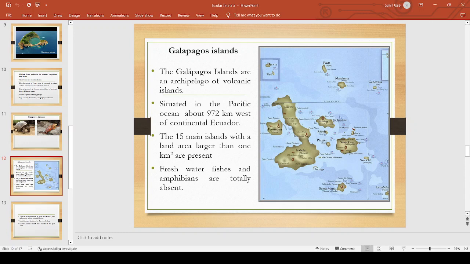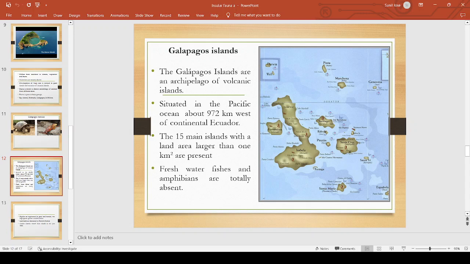Especially now, which country is ruling this Galapagos Island? Which country? It is not under the control of the USA, but there is one country which is governing the Galapagos Islands. Anybody knows? It is under the control of Ecuador. Ecuador is a country in South America, and Ecuador is governing this Galapagos Island.